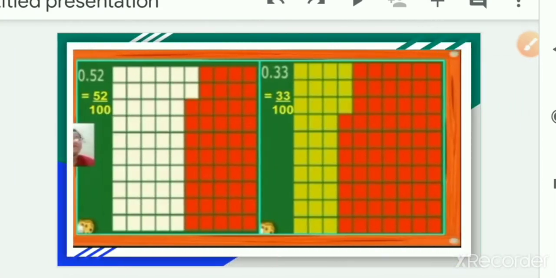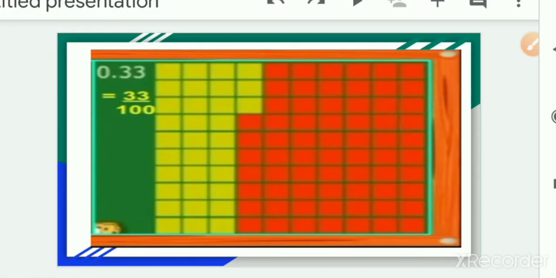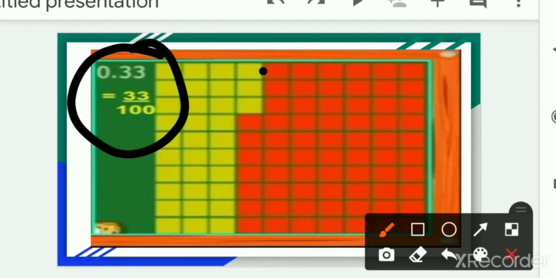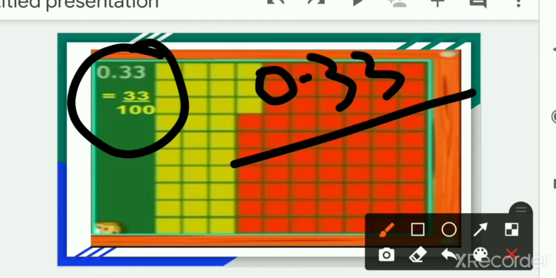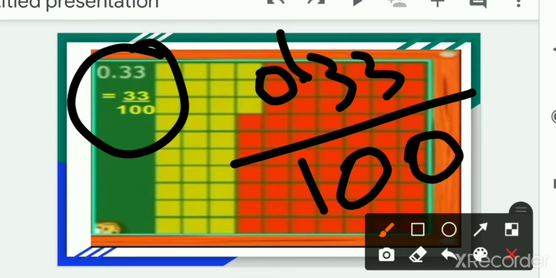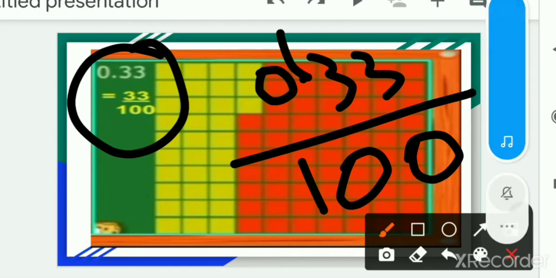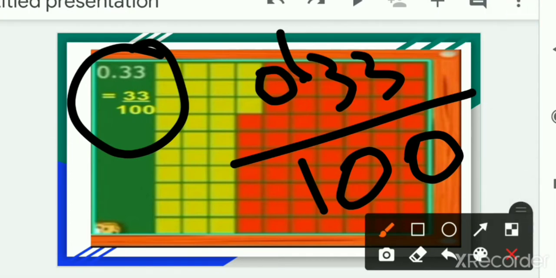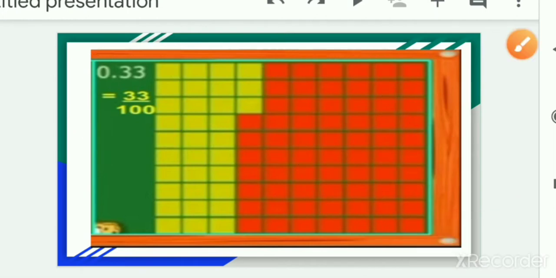Here we have 0.52 and 0.13. We have 0.33. If we have 0.33, we have to convert it into fraction form. When we remove this decimal, we increase the zeros according to the digits after the decimal point. So we will put 2 zeros, right? Yes. So our fraction will become 33 upon 100. It means out of 100 square boxes, only 33 squares are colored, right? Yes. So we can have a look here.